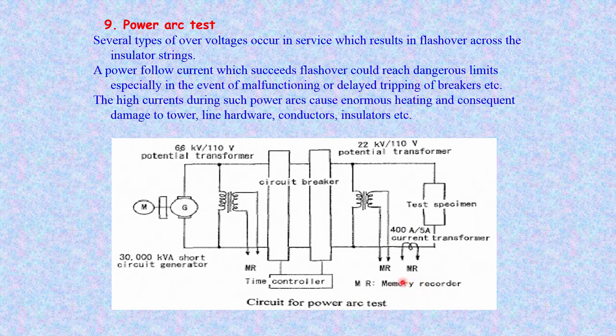So, a known short circuit current is intentionally applied to the equipment for a period of time, and it is observed whether the equipment under test will be able to withstand the currents which could go up very high. This equipment under test could be an insulator string or any other high voltage equipment which is to be tested for the power arc.